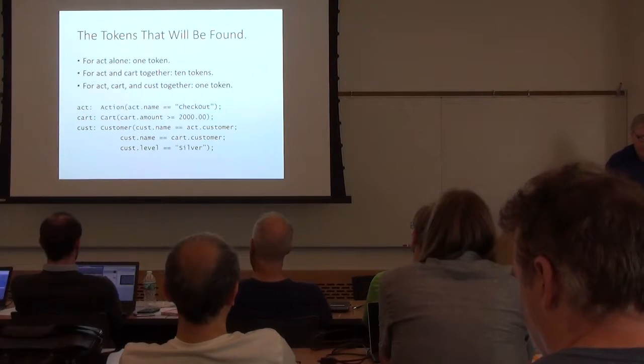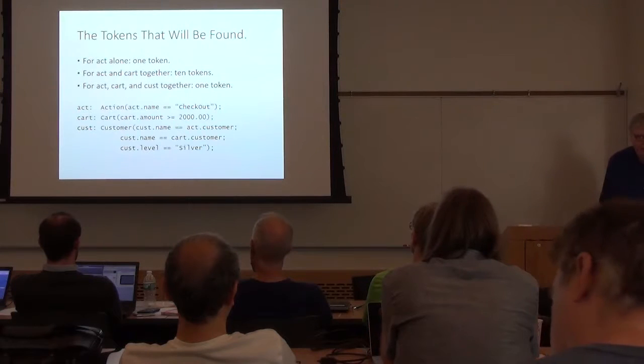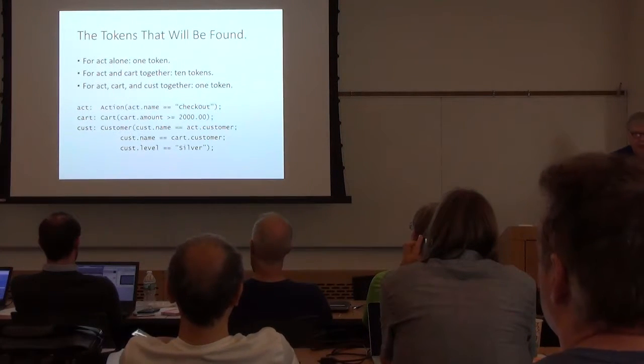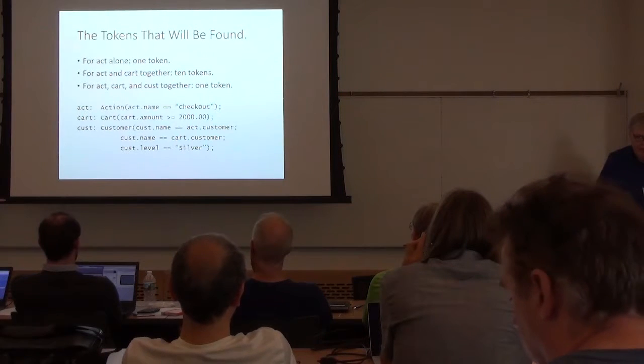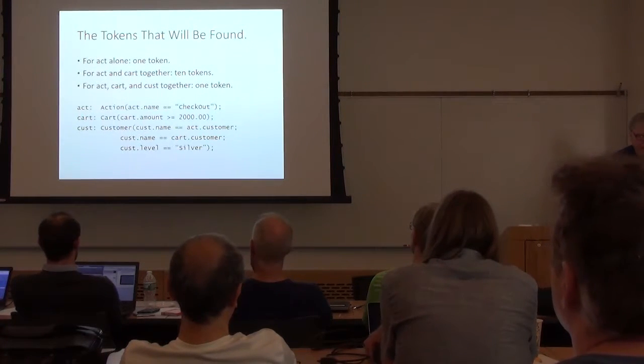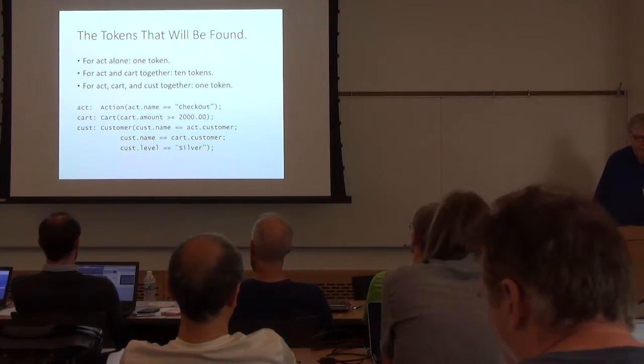So that means that there are 10 possible matches for the first two conditions together. So for action and cart together, we're going to have 10 tokens. And then finally, for action, cart and customer together, we're only going to have one token, because each customer has only one cart, and that's going to knock down 10 of the carts that match the second condition.